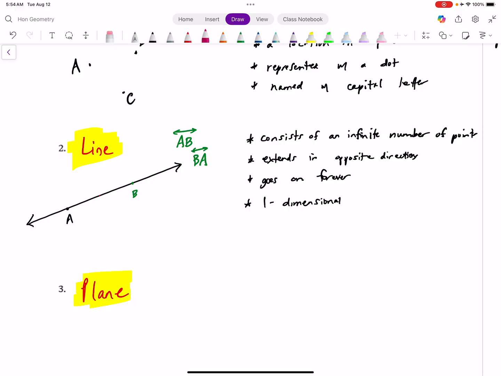And if I threw a third point in here, say I called it point C right there, then I could also call this line AC, or line CB, or line BC, or line CA. All these are fine. You never name a line with more than is needed. So you would never call this line ACB.